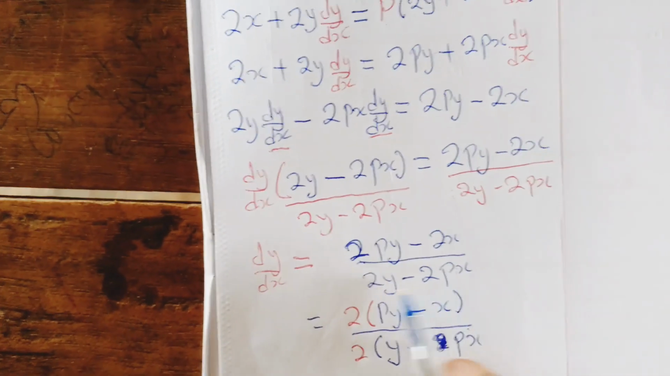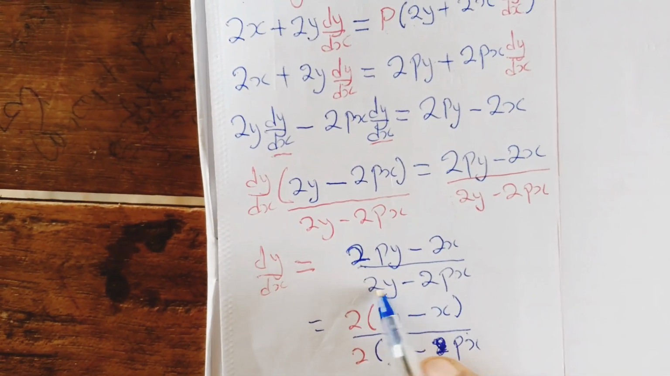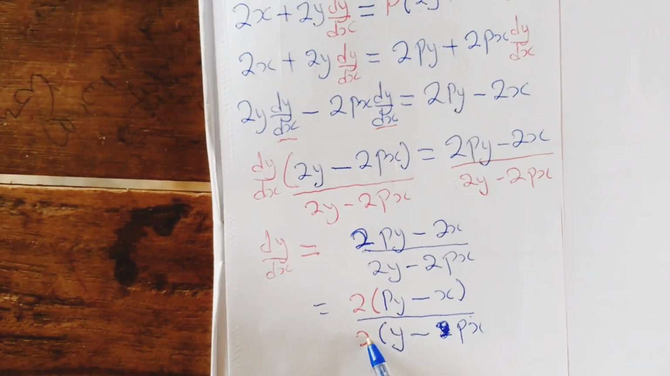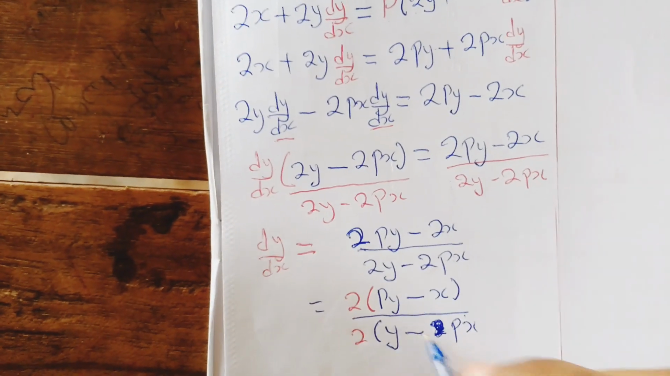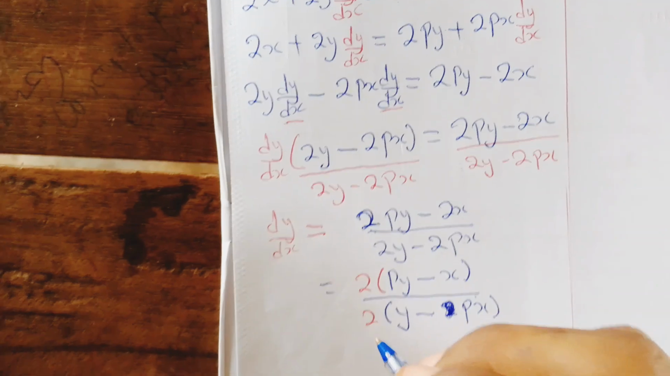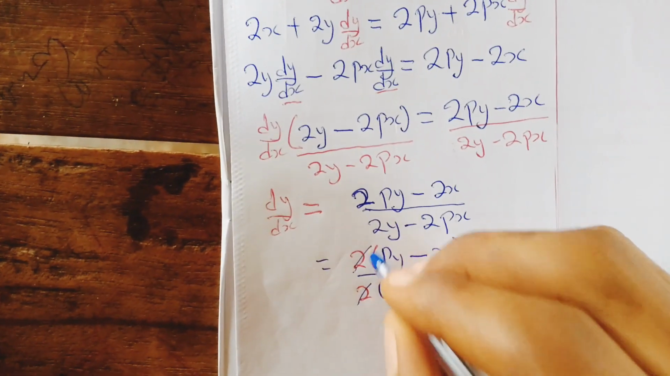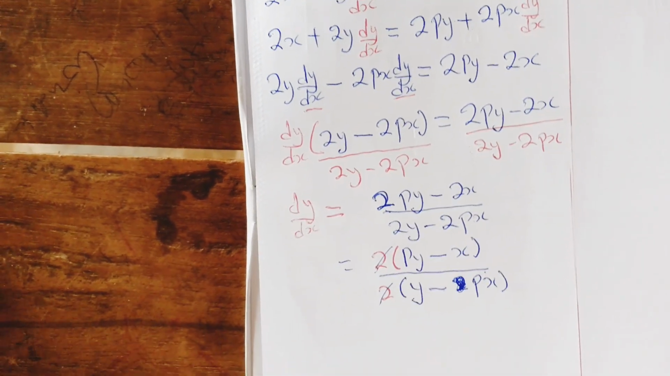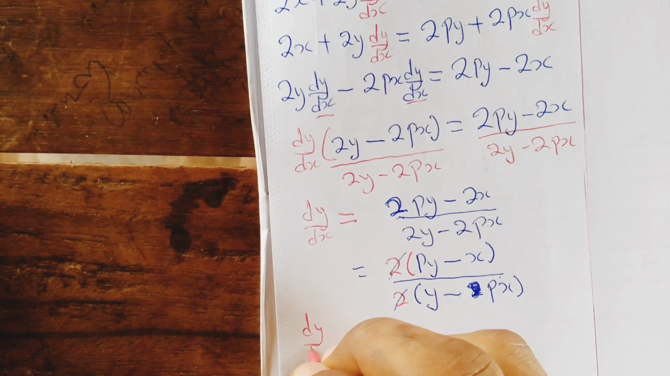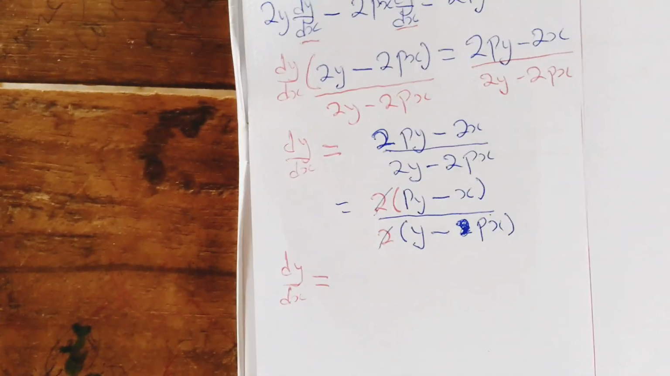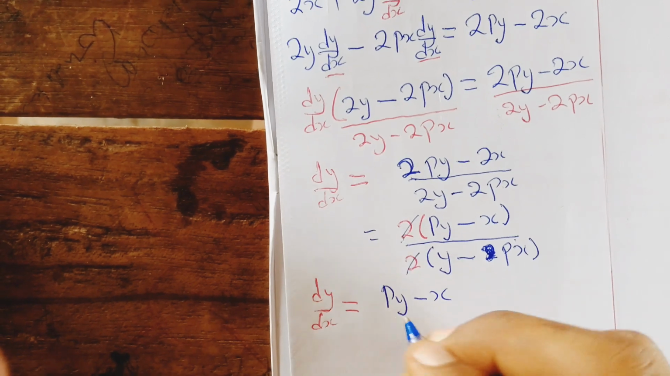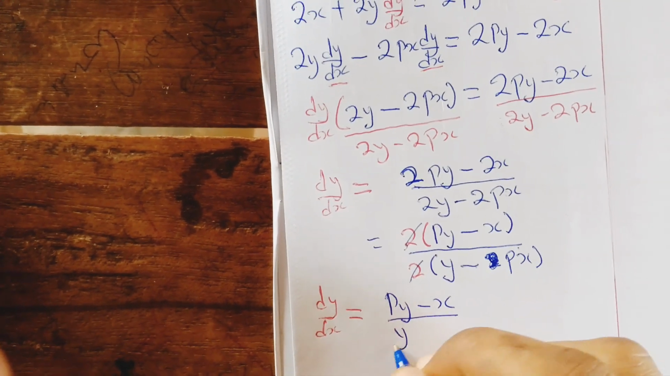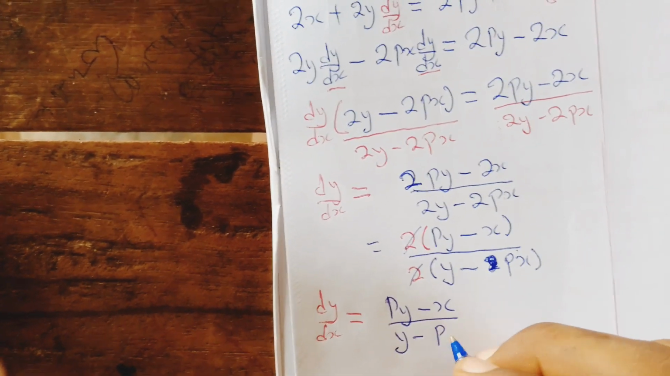I want to factor the 2 out. So 2 is common here, and I factor it out. The numerator, 2 is common. So I am having y minus px. So these 2 here cancel these 2. So it means my dy over dx is equal to now py minus x dividing y minus px.